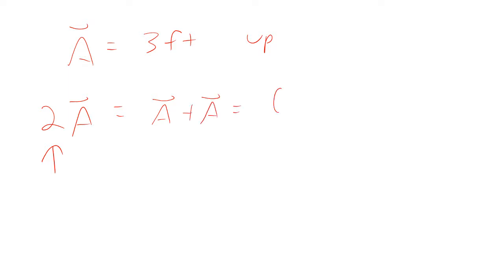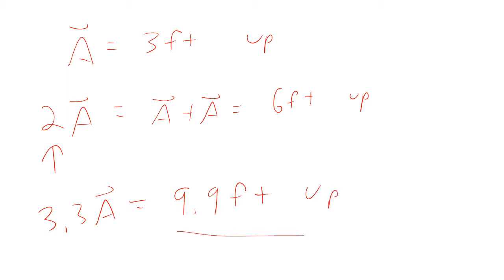So suppose you have vector A, and vector A is 3 feet up. And I want to know what is 2A. Well, 2 is a scalar. So 2A, well, you know what algebra is. That means it's A plus A. So that's going to be 6 feet up. Okay. Well, what is 3.3A? Well, if A is 3 feet up, then this is 9.9 feet up. Okay. And so this is multiplying by a scalar.